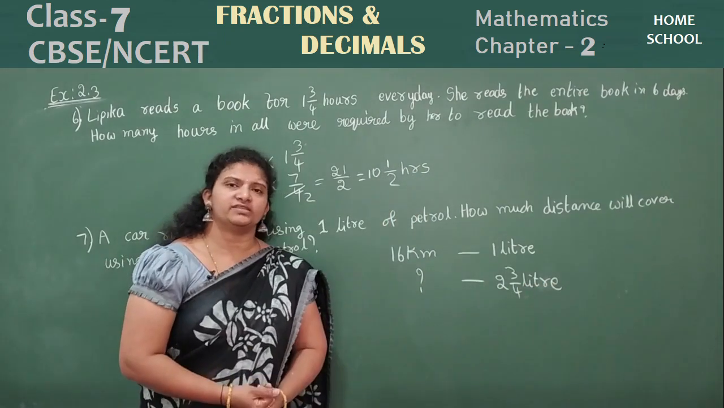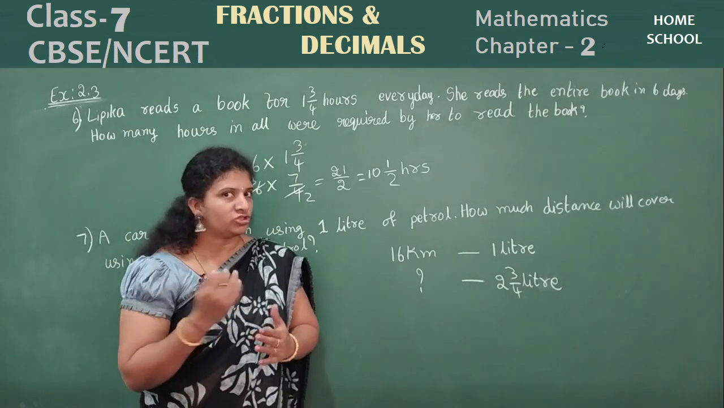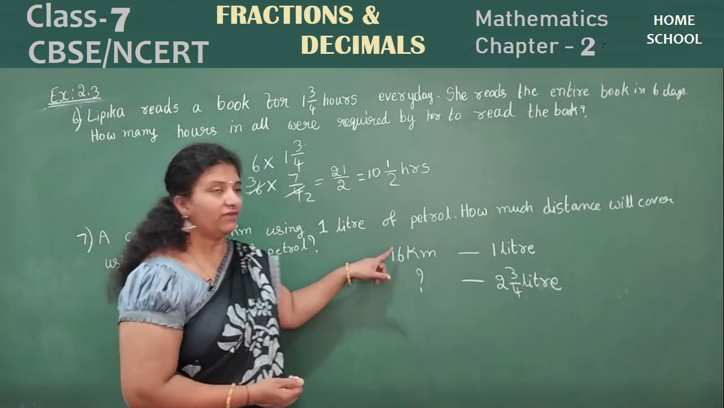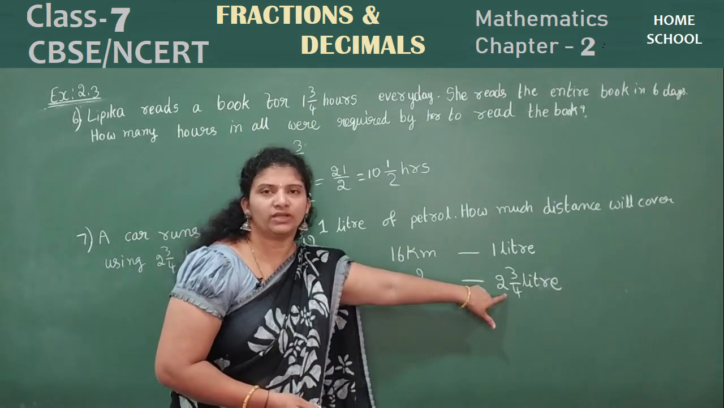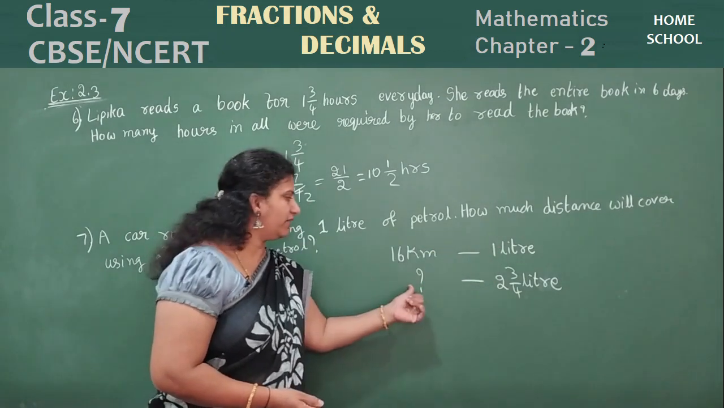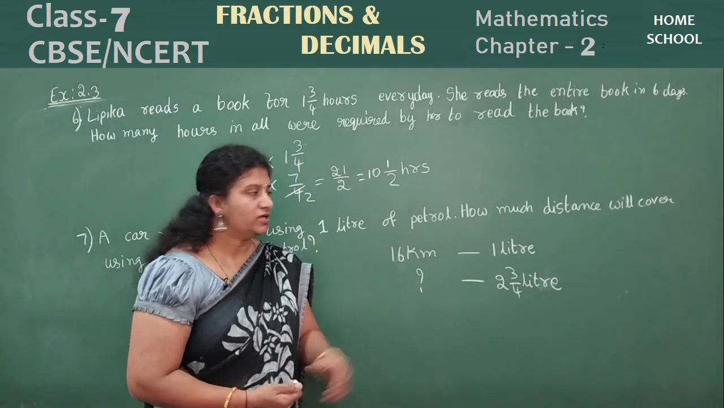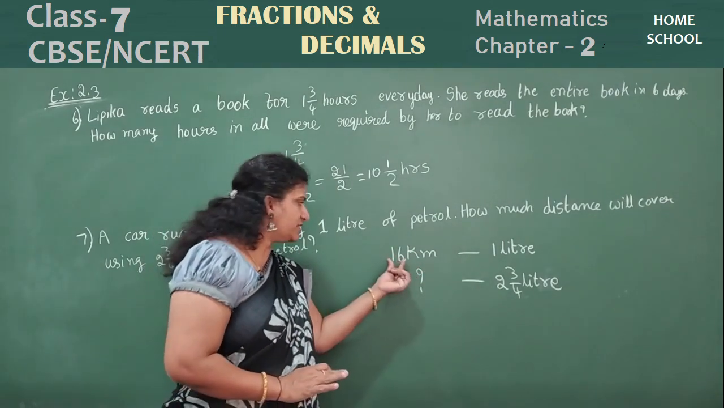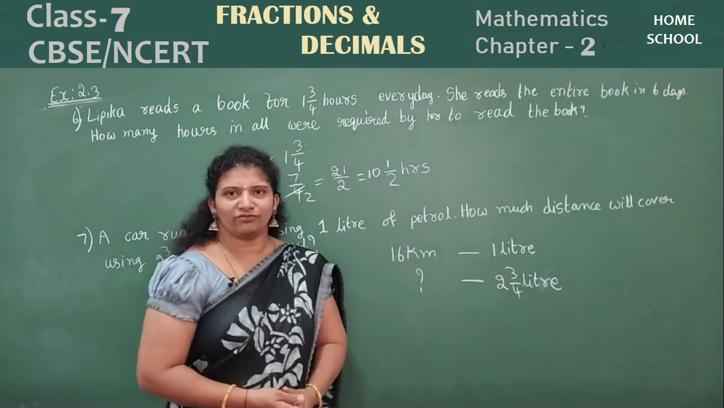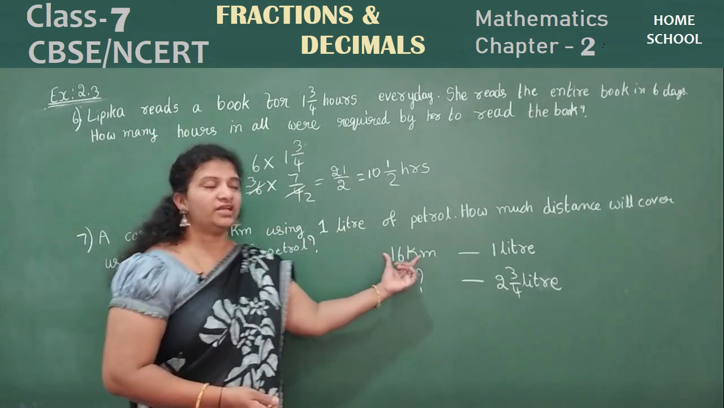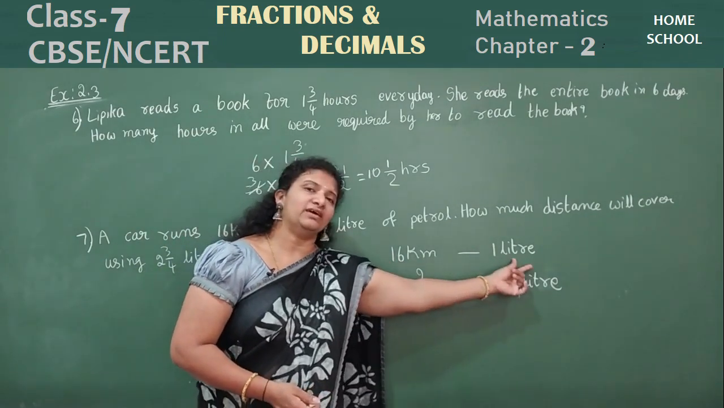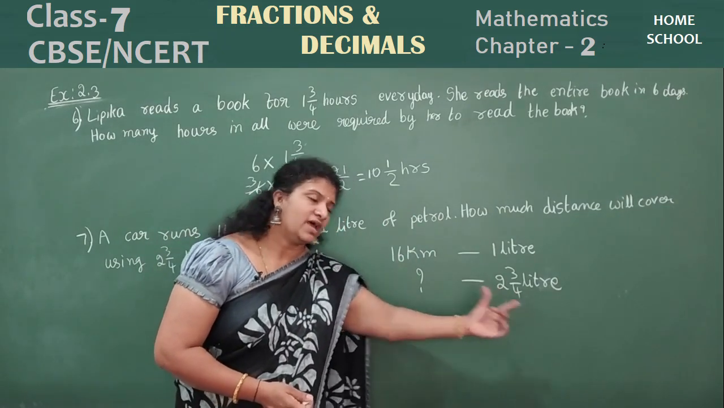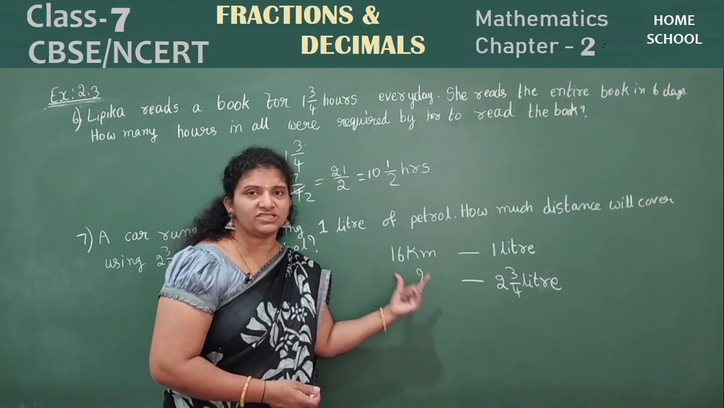How many kilometers? How can you find, children? In your future classes you are going to learn. So how to convert this? That will be 16 into 2 3/4 by 1 will give you this answer. Okay, so now you are 7th standard, right? Just multiply the 16 into 2 3/4. Okay, so if you have 1 liter, you can travel 16 kilometers. If you have 2 3/4 liters, how many kilometers you can travel is your question.